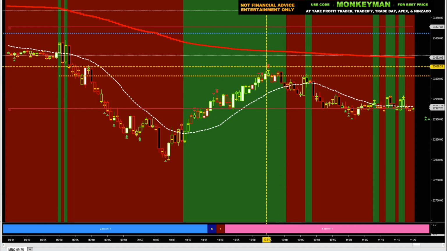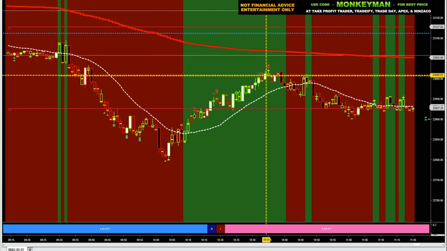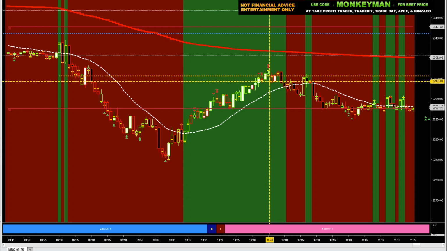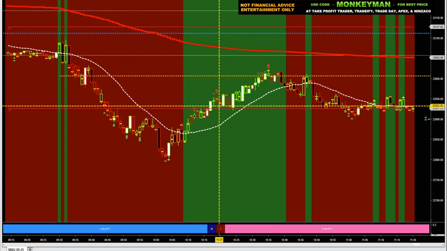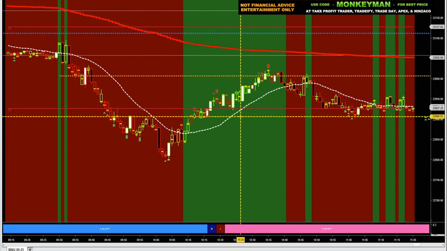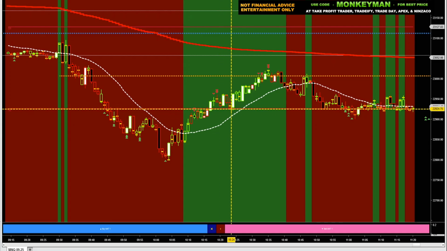Got some triple divergence here. Point of control drawn up into the wick, taking a break lower, pop down over 12 points. Enough room to get in a nice scalp there. Had some triple divergence on this candle. We did pop down 10 points afterwards. Then this S2 pivot ended up holding.